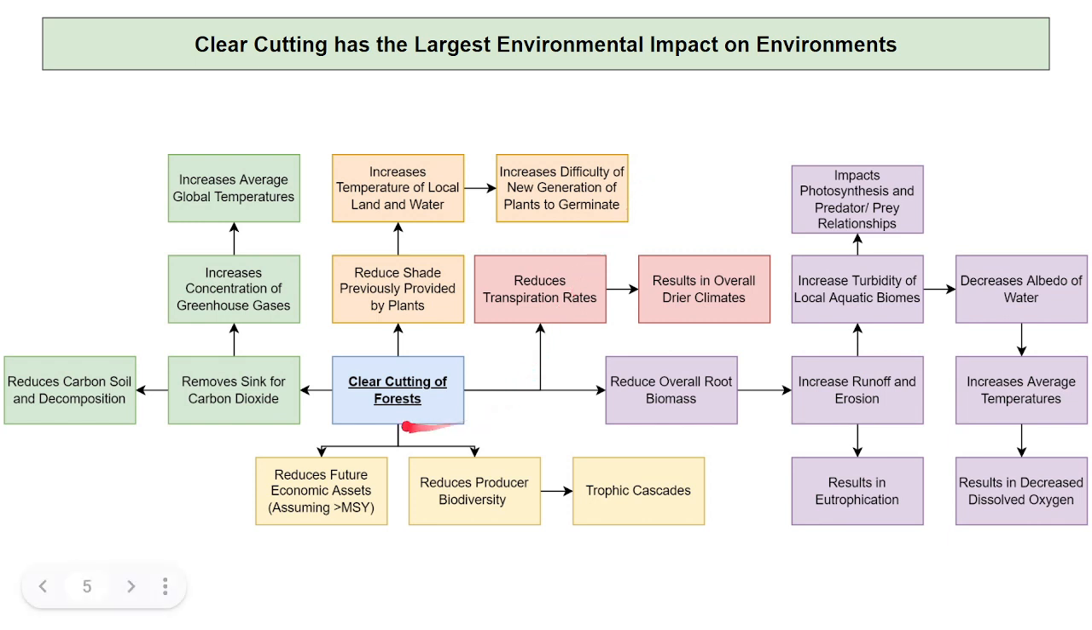Okay. You're also going to reduce your future economic assets and reduce biodiversity through trophic cascades. So the more you cut down, the slower it's going to be to grow back, which means in future years you can have less and less economic returns. Think back to that Unit 1 activity that we did on deforestation. You're going to reduce transpiration rates.